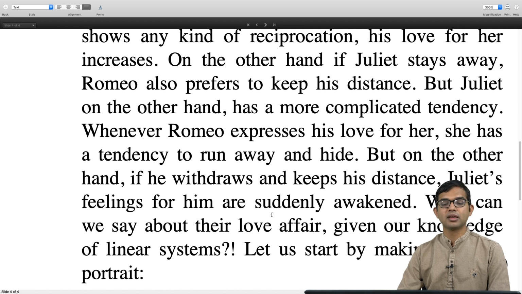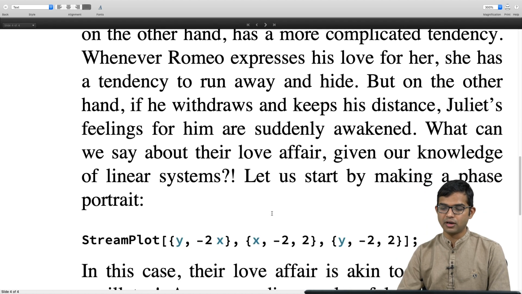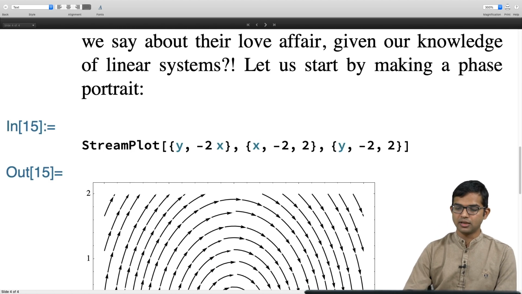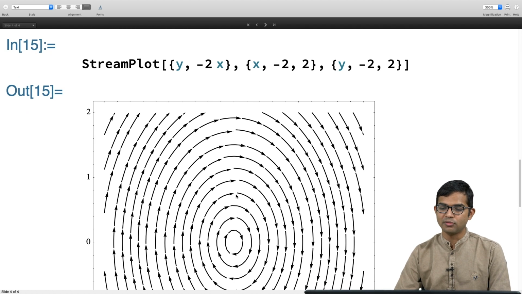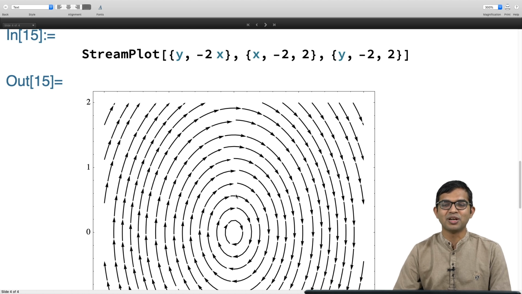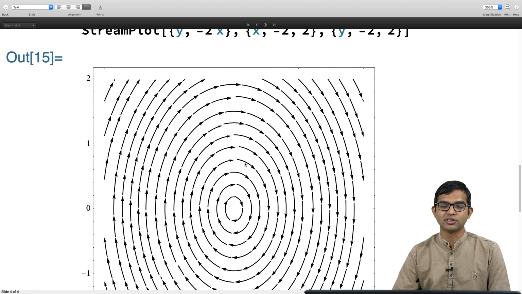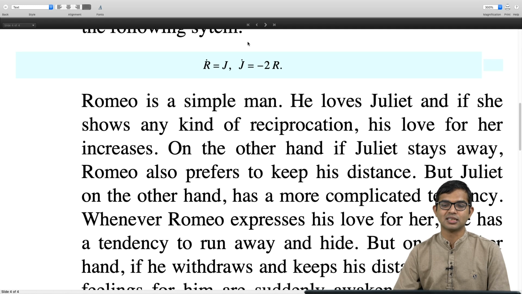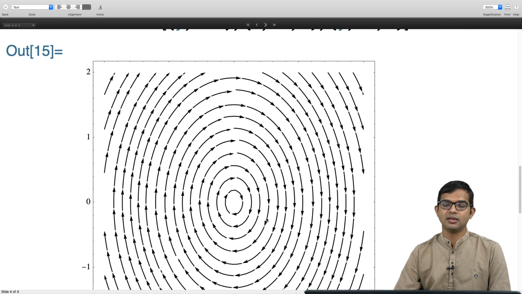So let's start by making a phase portrait. So we have our familiar stream plot. Now we make a phase portrait, and there you see you have this picture, which is actually something very familiar. And if you think a moment, you'll see that this is not a surprise at all, because this set of differential equations is something that we have already seen. This is nothing but the problem of the simple harmonic oscillator. It's a 1D problem. So there, the dynamics of the relationship is an unending cycle basically, right?